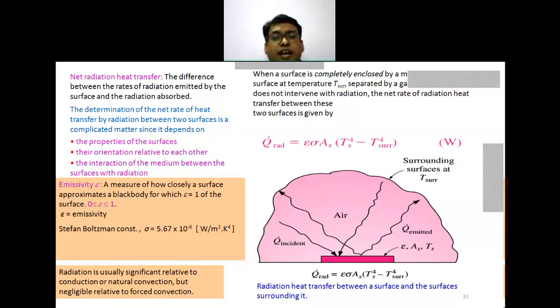The net radiation heat transfer is the difference between the rates of radiation emitted by the surface and the radiation absorbed. And the determination of the net rate of transfer by radiation between the two surfaces is a complicated matter, since it depends on the properties of the surfaces, their orientation relative to each other, and the interaction of the medium between the surfaces with the radiation. Radiation is usually significant relative to conduction or natural convection, but negligible relative to forced convection.